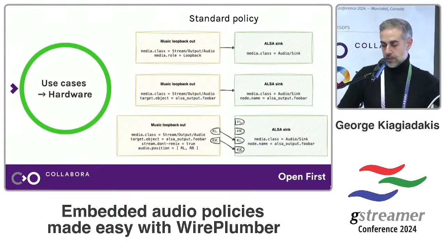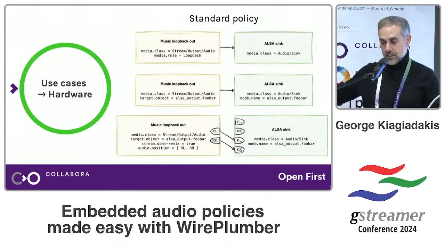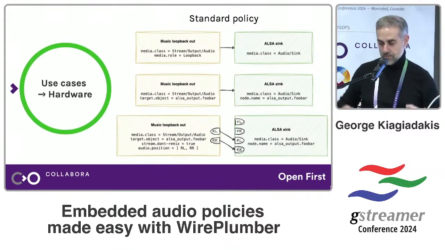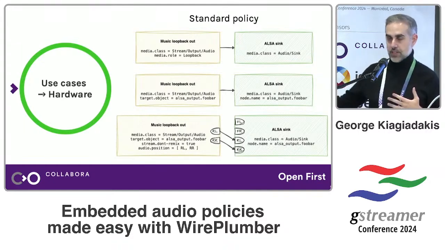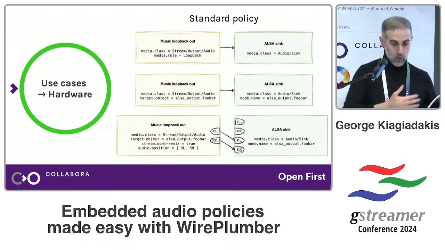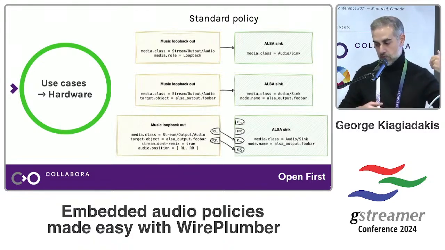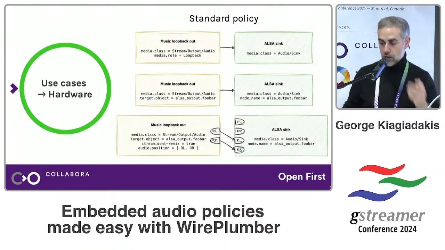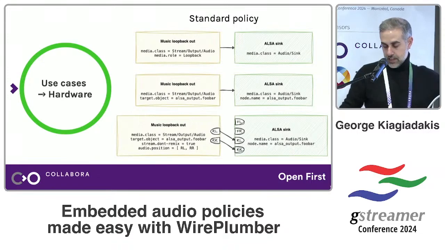In the first example here at the top, I have this music loopback out, which has a media role of loopback. Now this is on purpose. The loopback role on the system where I have configured this does not exist in any of the device intended roles properties on any other target. So if the target is not found by role, then WirePlumber falls back and goes to link to the default output.